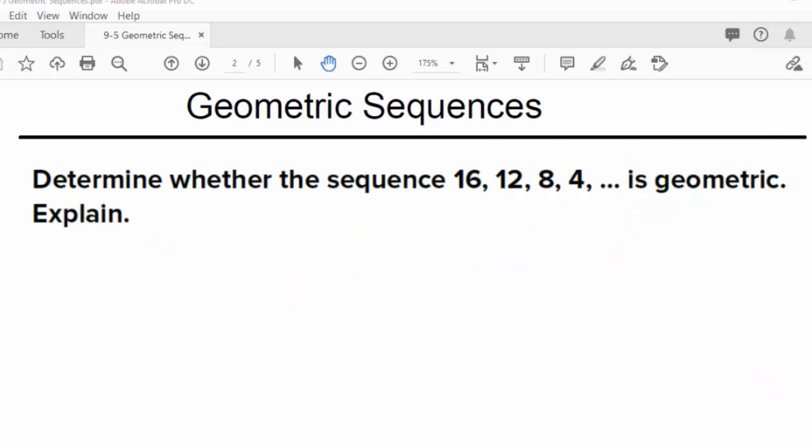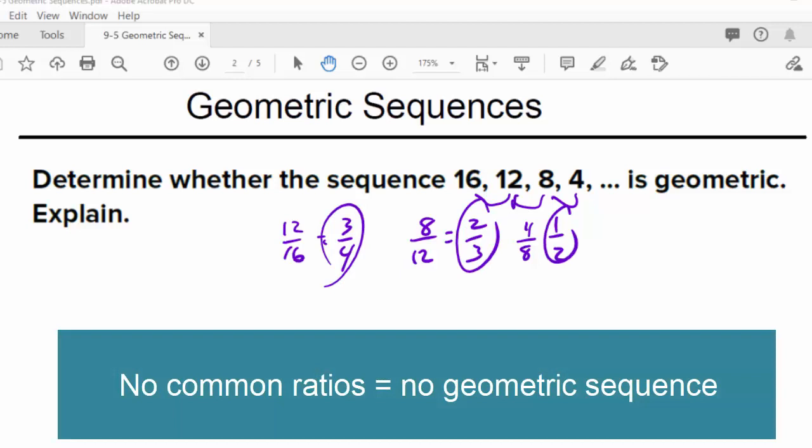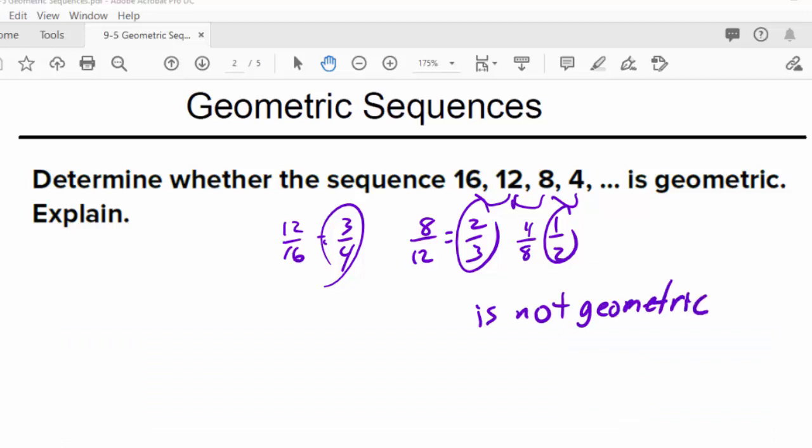All right, so now we need to determine if the sequence is geometric and then explain why or why not. Okay, so if we take this first one and divide by 16, so 12 over 16, that gives us 3/4. Then we'll take the 8 and divide it by 12, and that gives us 2/3. And 4 divided by 8 is going to give us 1/2. Now, since the ratios right here are not the same, the sequence is not geometric. In fact, we could take it a step further and subtract here. So this is actually a -4, a -4, and a -4. Since I'm subtracting the same amount each time, this sequence is actually arithmetic, not geometric.